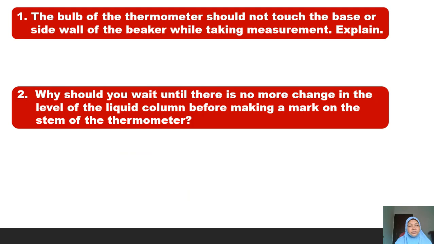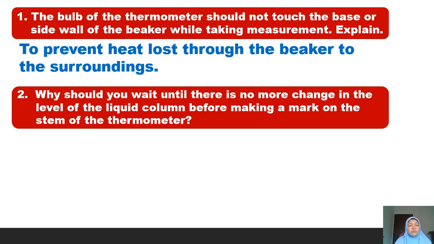Now, let us discuss a few questions. So question number 1, the bulb of the thermometer should not touch the base or side wall of the beaker while taking measurement. I explain. Because we want to prevent heat loss through the beaker to the surroundings.